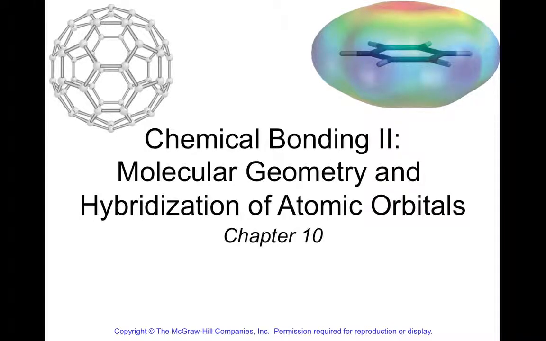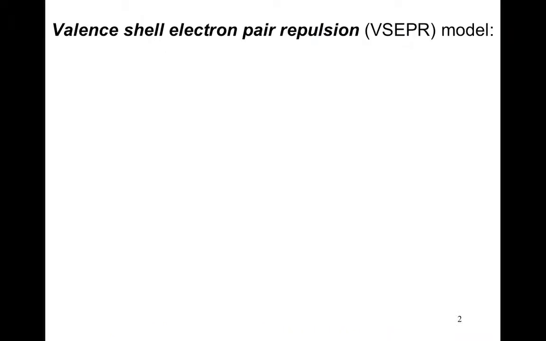Alright, AP Chem class, welcome to Chapter 10, which is Chemical Bonding 2, Molecular Geometry. Hopefully you remember some of this from Gen Chem. Hybridization of atomic orbitals was something we did a little bit in Gen Chem, so I hope that a lot of this is review for you, and we're going to progress through pretty quickly on it.